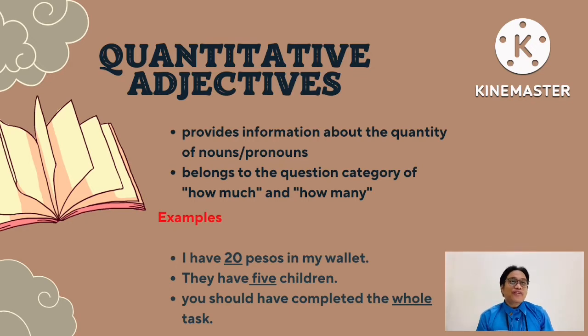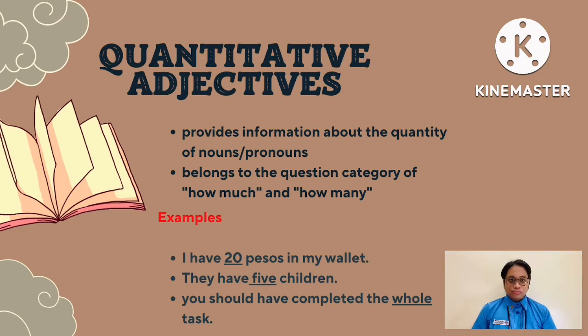So our next kind of adjective is the quantitative adjective. Quantitative adjective provides information about the quantity of nouns or pronouns. So from the word itself, quantity, this kind of adjective answers the questions how much or how many are our nouns or pronouns. It also belongs to the question category of how much and how many.